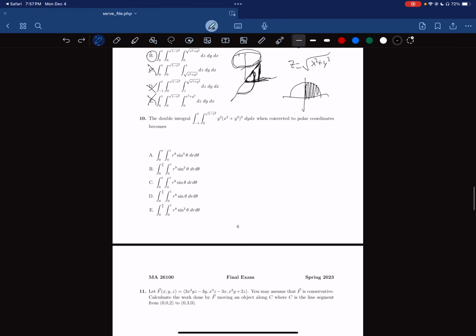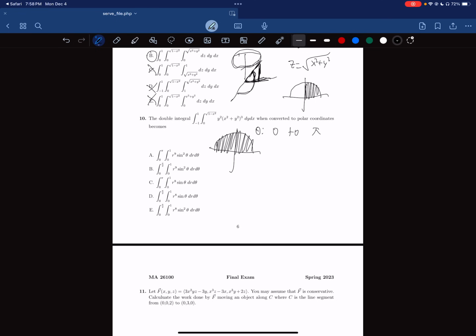Number 10, the double integral from negative 1 to 1, 0 to square root of 1 minus x squared, of y squared times (x squared plus y squared) cubed dy dx. When converted to polar coordinates becomes what? Okay, I always like doing the sketch here for the bounds. Y is 0 to the semicircle, and x goes from negative 1 to 1. So we're capturing this entire region. So that means theta goes from 0 to pi.